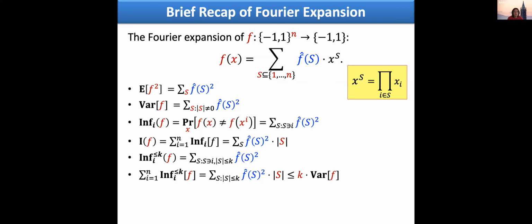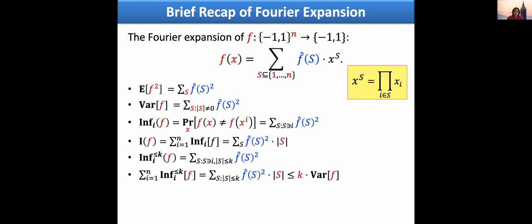In addition, we have this nice expression for the variance in terms of the Fourier coefficients. And this brings us to one of the most important notions in all of the analysis of Boolean functions, which is the influence of a coordinate i, Inf_i of f. This is equal to the probability that the function changes value when you flip the ith bit.